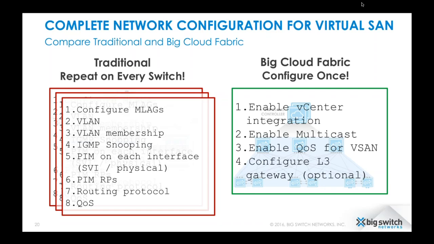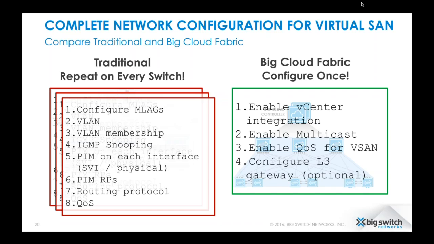Now, contrast that with the Big Cloud Fabric. Really, all of those things that I mentioned on the right side are configured only once. Enabling the vCenter integration can be done through the CLI or the GUI, which gives us all the automation that we have. Enabling multicast, as I said, is one click for the entire tenant that's used for vSAN. Enabling QoS, we'll look at in the next slide. Really, a couple of clicks to make sure that the network provides a minimum bandwidth guarantee for vSAN traffic. And finally, configuring the layer 3 gateway.